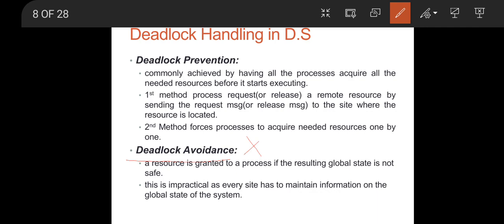So the deadlock prevention mechanism, if we apply it in a system, then as we have seen, it is going to reduce the performance of the system, which in a distributed system will not be affordable for us.